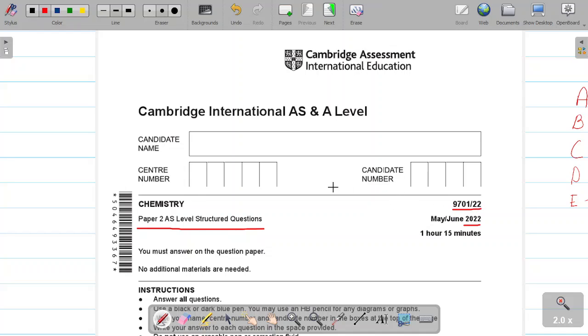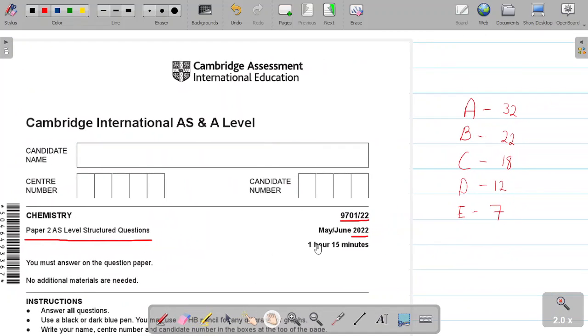Just some notes on the exam itself. You no longer have access to the data booklet. All constants and the periodic table are now included within the question paper itself. So that's something new.